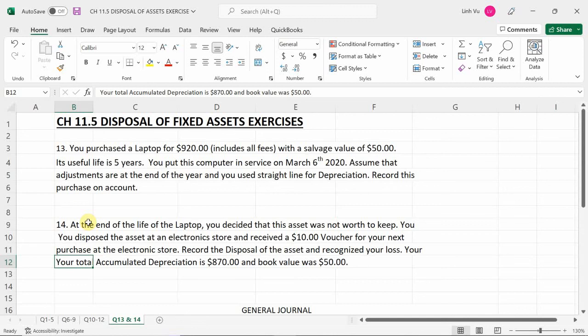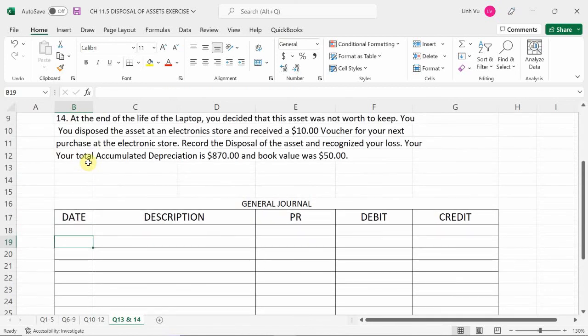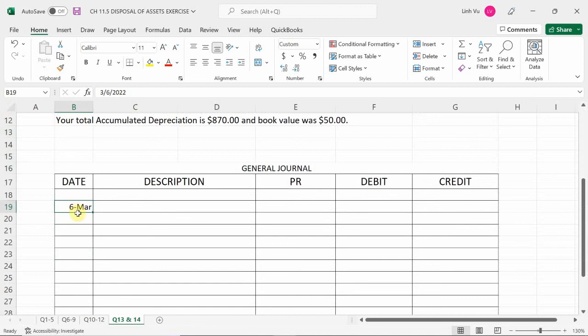So record the purchase of the asset on an account. In this case, I bought a laptop for $920 on an account. And I'm going to assume that I purchased it on March 6th, 2020.